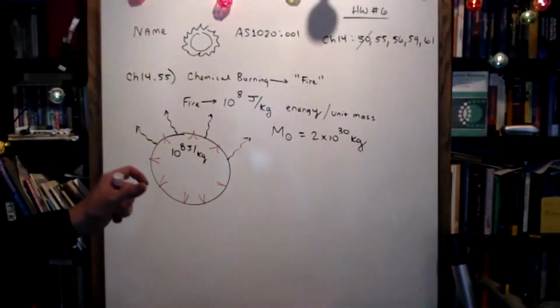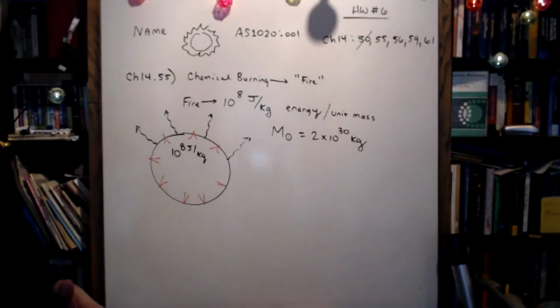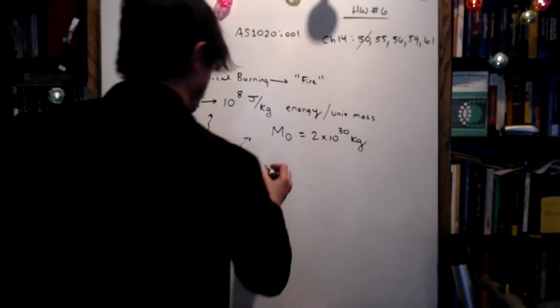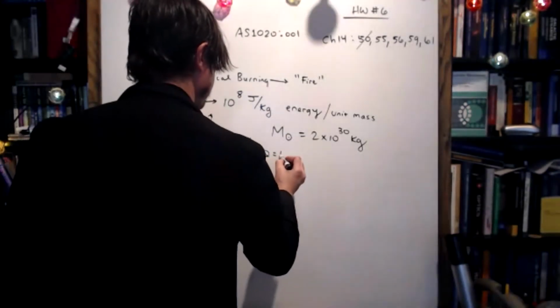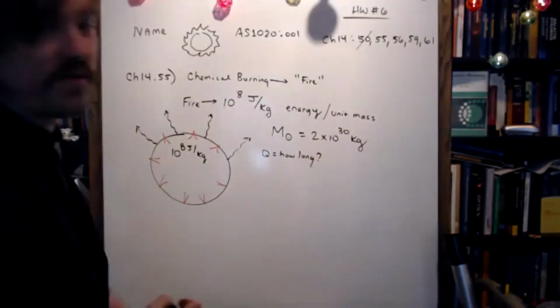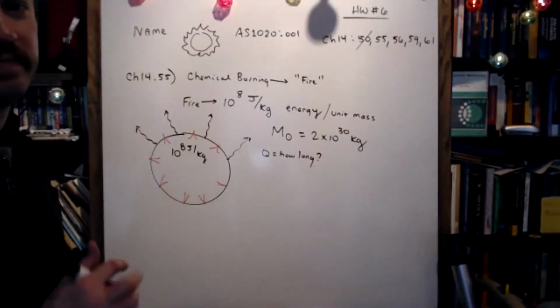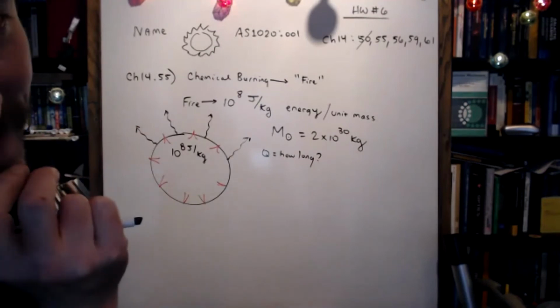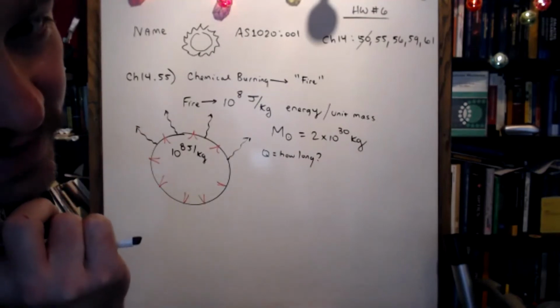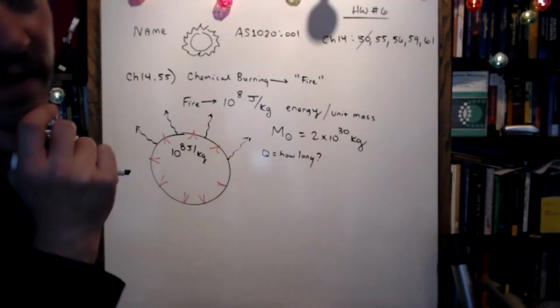Now, what was the ultimate thing they asked us for? The question said to calculate what? How long would the sun last if it was a ball of fire? So in other words, we're looking for some unit of time, like seconds or hours or years, right? Can you guys guess what the other hidden given we need to use is? What will determine how quickly the sun uses up this energy?